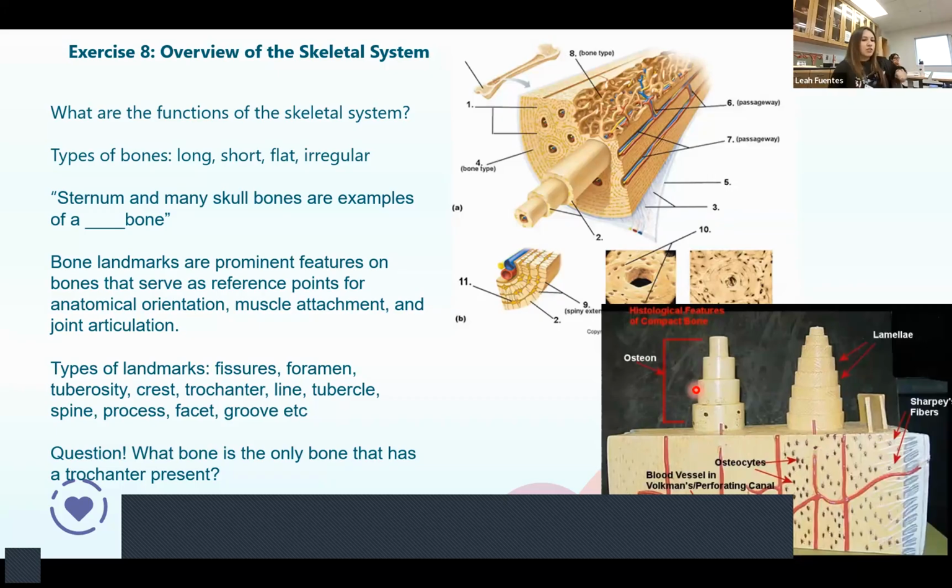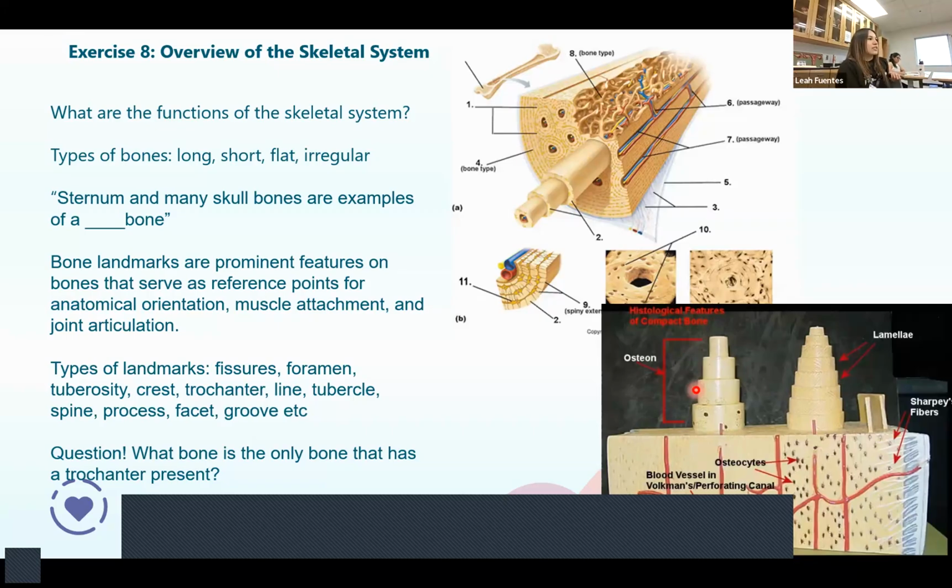Okay, you also need to know the bone landmarks. These are prominent features on bones that serve as a reference point for anatomical orientation, muscle attachment, and joint articulation. You're going to want to make sure you know the specific landmarks, especially when we get to the next exam. When we get to muscles, it'll ask you to name the muscle and then identify what the attachment point is on the bone. So we have different types of landmarks. We have fissures, foramen, tuberosities, crests, trochanters, lines, tubercles, etc.